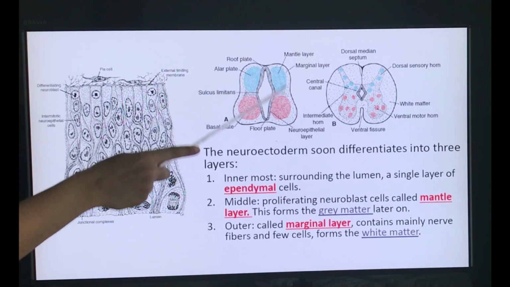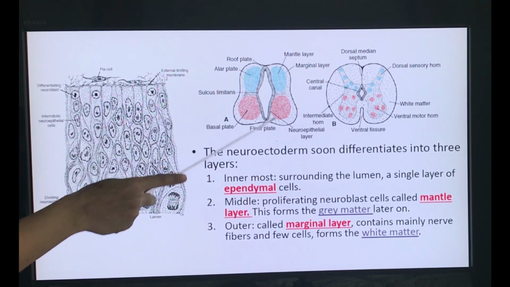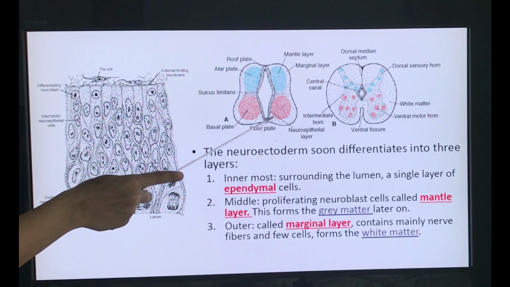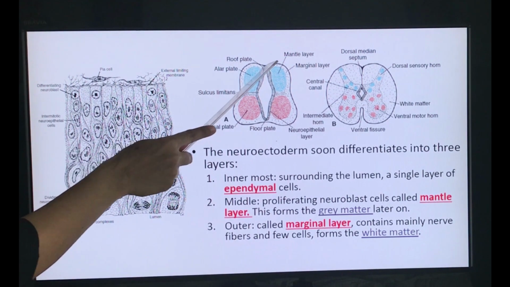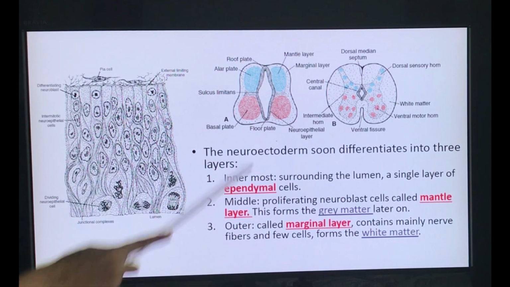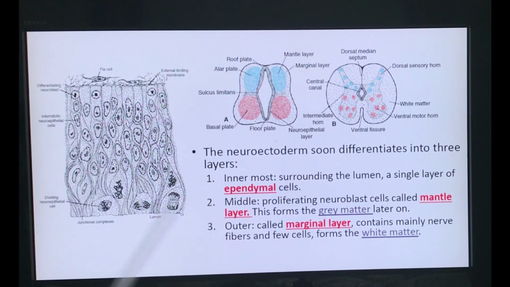At the midline, there are another two plates, the roof plate and the floor plate. There won't be any specialized neurons there, just association fibers connecting both sides. This is mainly at the roof and floor plate. So this is the sulcus limitans, which was seen in the developing spinal cord.